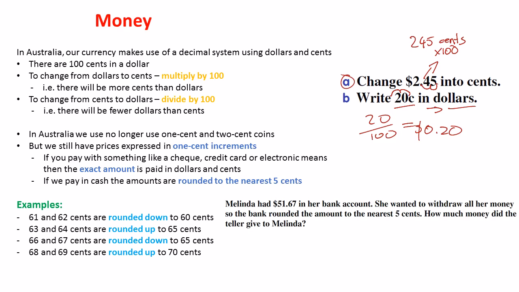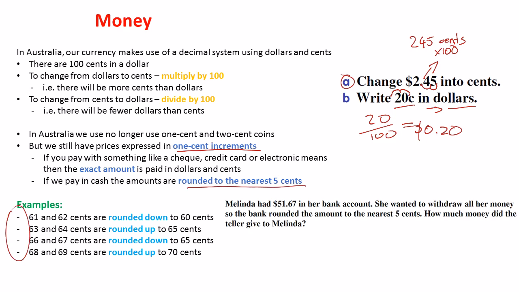So in Australia, we no longer use 1 and 2 cent coins. But remember, we can get stuff that says it's going to cost us $30.01. So that's why we still have prices expressed in 1 cent increments. If we pay something with a check, credit card, or electronic thing, we can give an exact amount. So we could actually give it as $30.01. But if we pay in cash, we need to round to the nearest 5 cents. And these are the rules we follow.